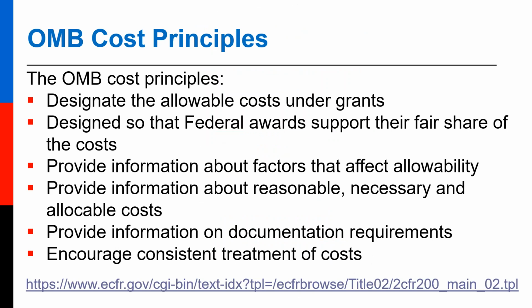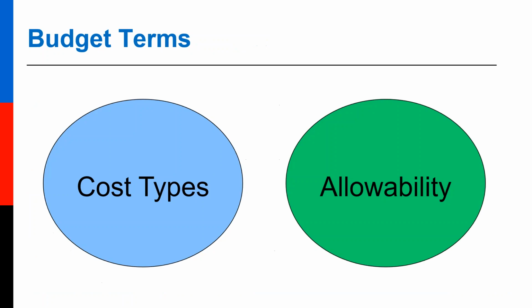As you know, AmeriCorps programs are funded by federal dollars and therefore are subject to the OMB cost principles. And the OMB cost principles designate the allowable costs under grants. They're designed so that federal awards support their fair share of the cost. They provide information about factors that affect allowability. They provide information about reasonable, necessary, and allocable costs. They provide information on documentation requirements, and they encourage consistent treatment of costs. As I just said, the OMB cost principles are found in the Code of Federal Regulations under 2 CFR 200, and you can access them at that link on your screen.